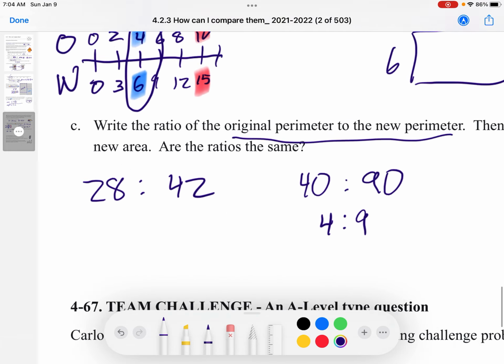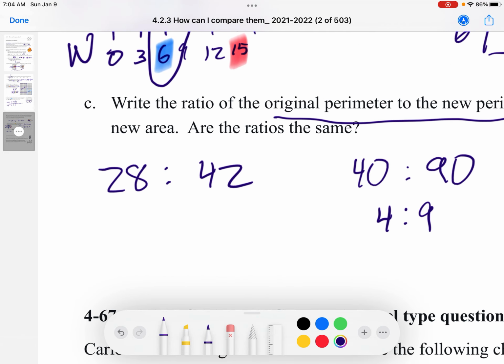And then here, let's reduce this. We could divide them both by what? What could we do? Well, we could divide them. We can go faster at this, but I'll just take it a little slow here. We'll divide them both by 2 and get 14 over 21. Oh, I see a 7 in there, so that's 2 to 3.